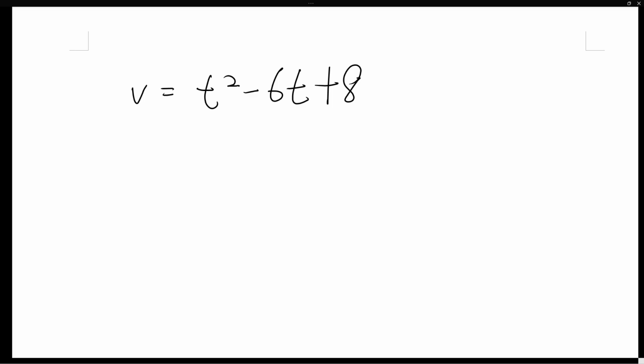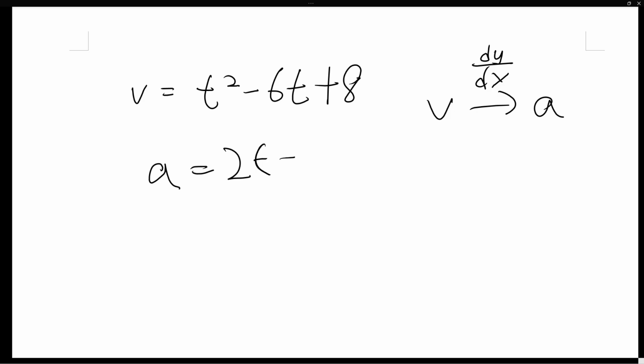It says it's halaju minimum. So when it's halaju minimum, of course we need to differentiate v first, which is also known as a. Remember, v to a, you have to differentiate, dy/dx. So in this case, it's supposed to be dv over dt, but we don't write like that. We just write a. So if you differentiate, you get 2t minus 6, right?